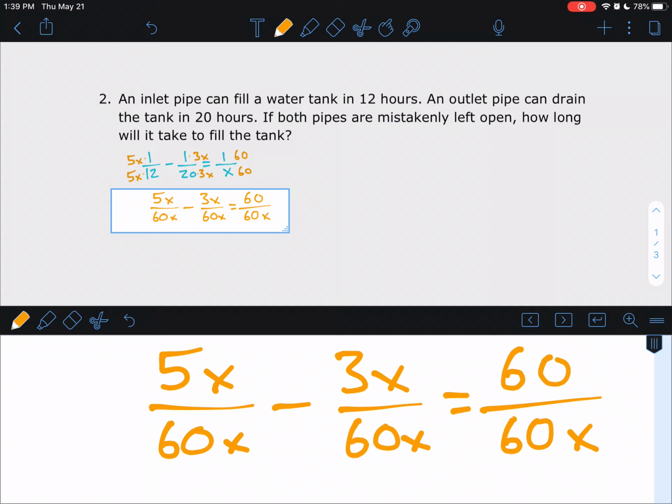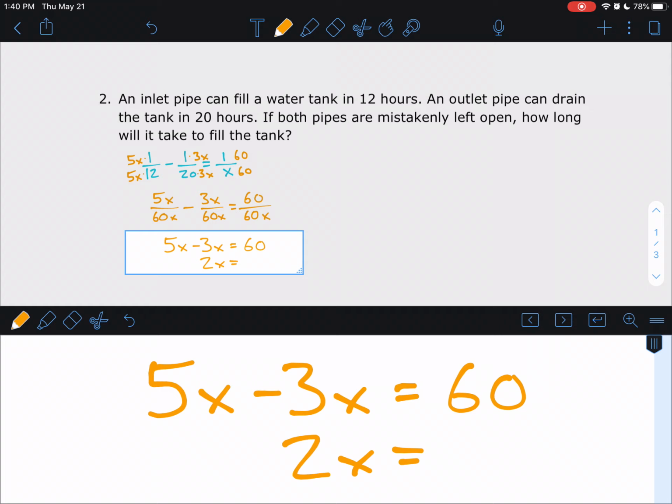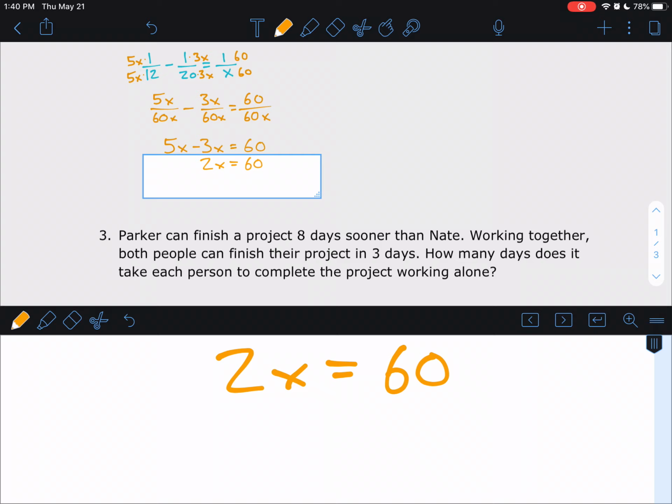And just like with the last problem and all the others from last time, now that the denominators are all the same, we can get rid of the denominator. So that gives me 5x minus 3x equals 60. So let's see. 5x minus 3x, combine my like terms. That's going to give me 2x equals 60. And divide by 2. And that is going to give me x equals 30.